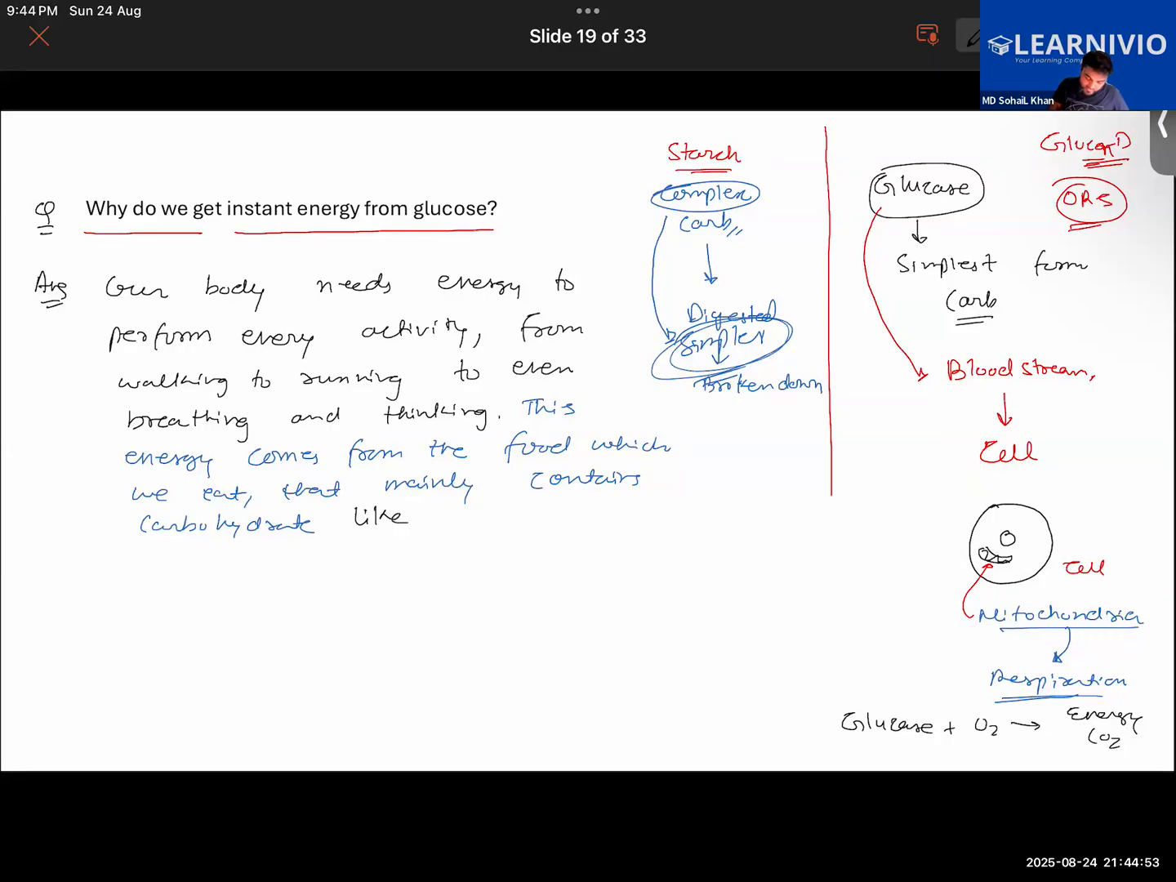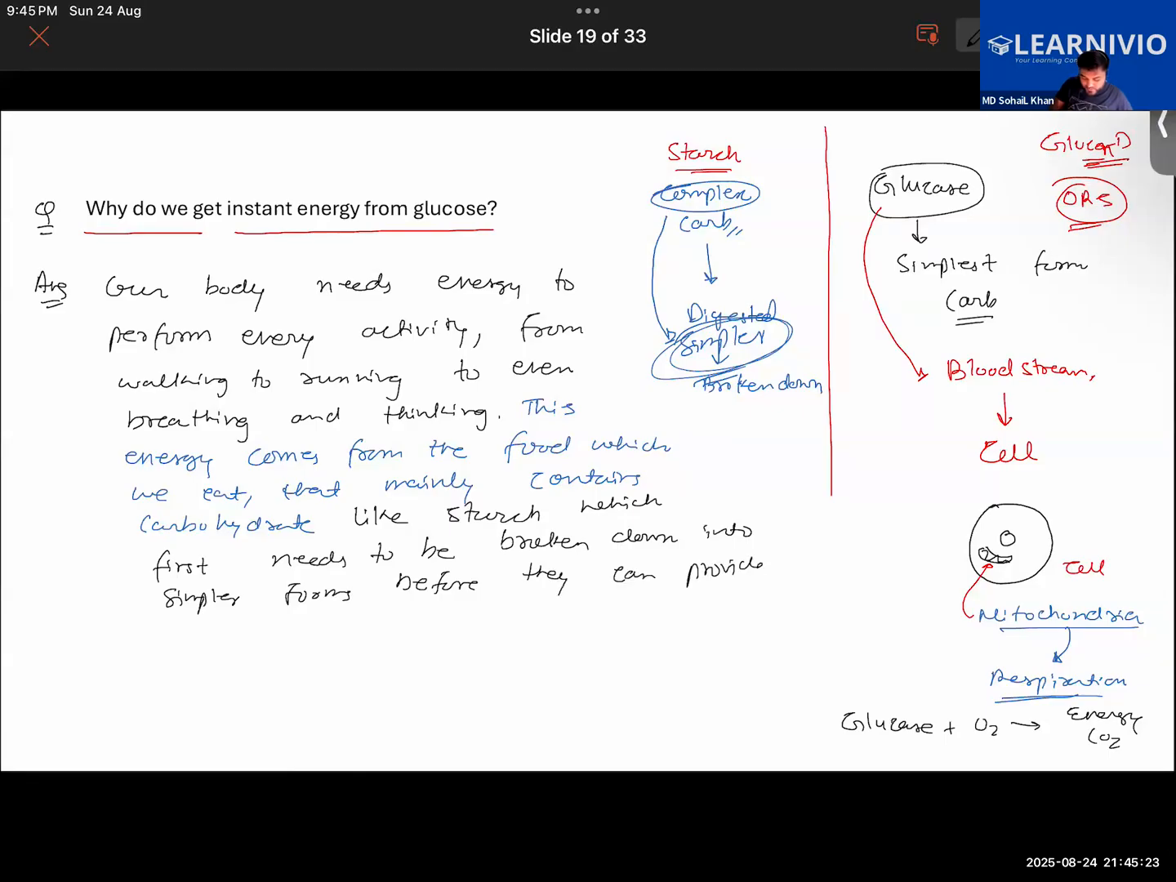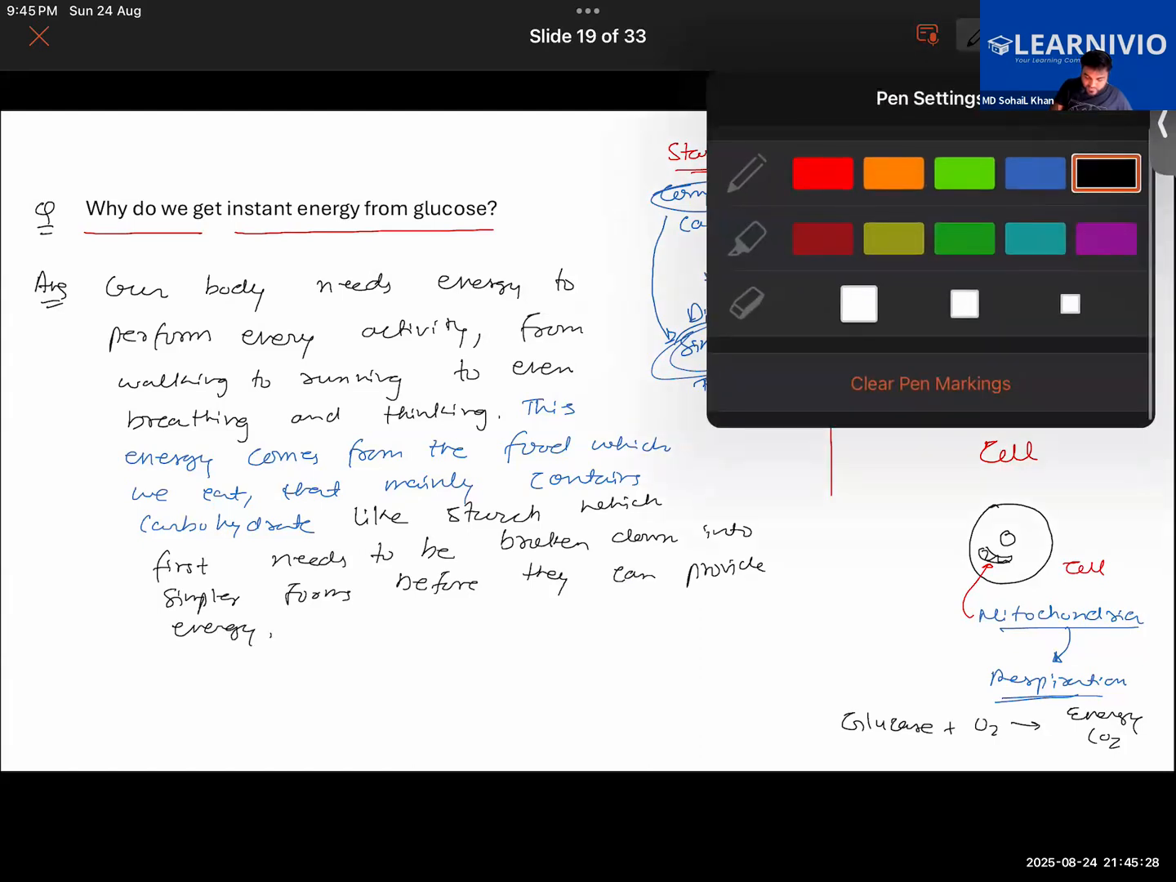So the food which we eat that mainly contains carbohydrate like starch, which first needs to be broken down into simpler forms before they can provide us energy. Okay. Now from here you are going to change the paragraph.